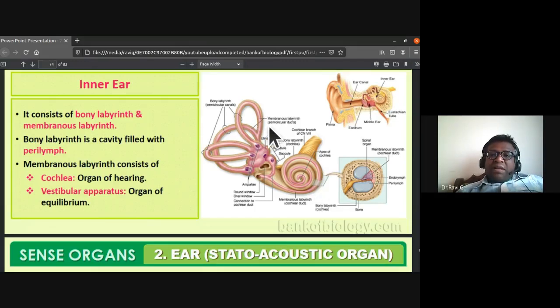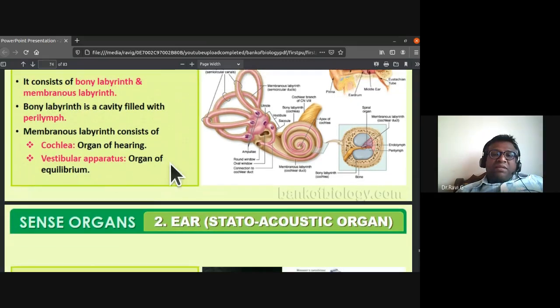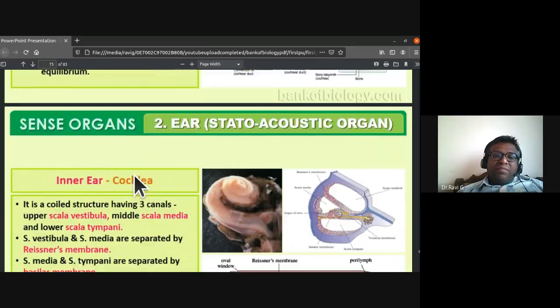The membranous labyrinth of the inner ear consists of the cochlea, the organ of hearing, and the vestibular apparatus, the organ of equilibrium.